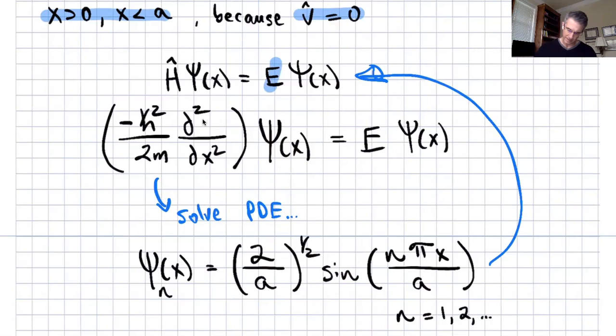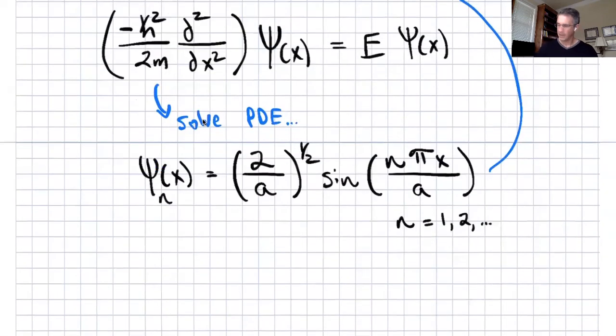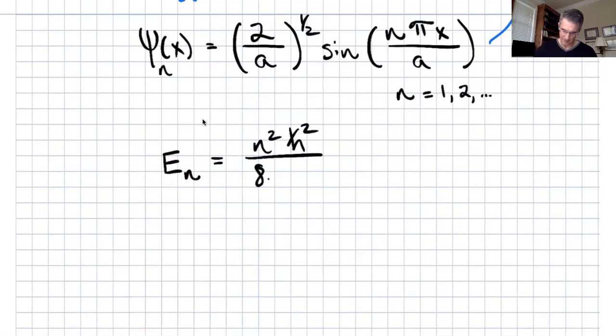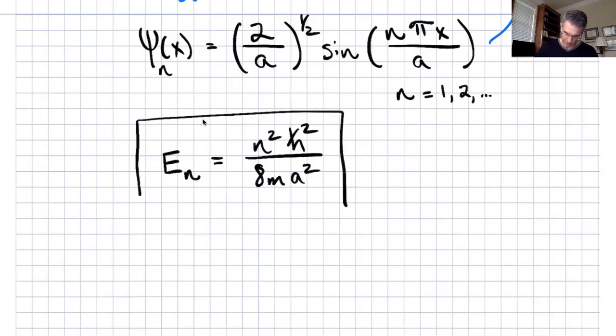And when you do that, what you find is that the energy you get out is also now a function of n, but it's fairly simple. It's n squared times h bar squared divided by 8 times the mass times the length of the box squared. All right, now look at that for a second.